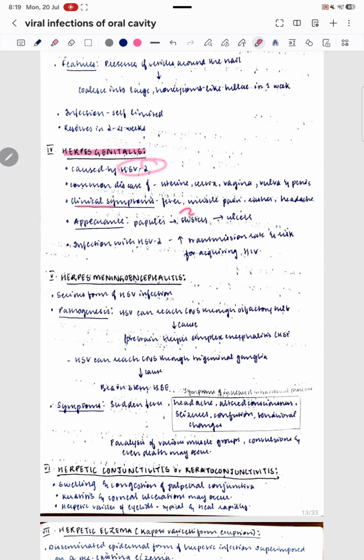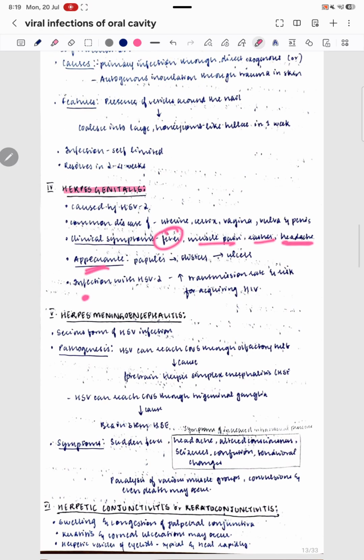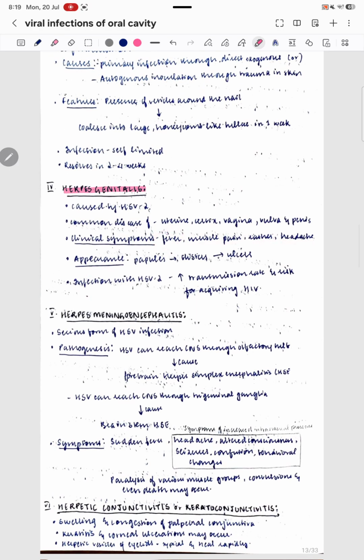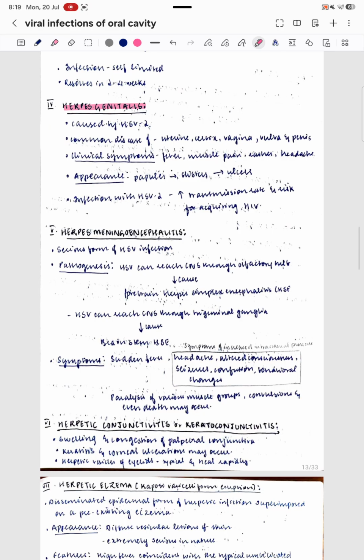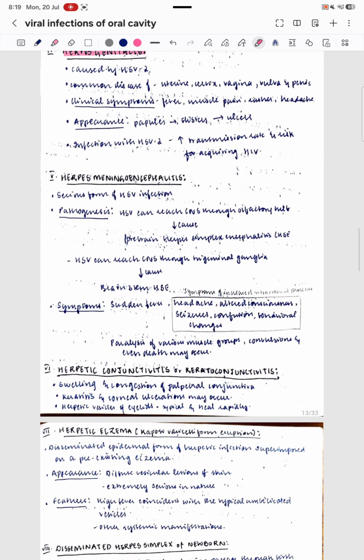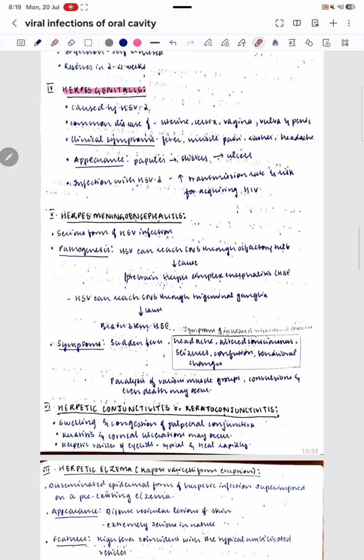It is having a clinical symptom of fever, muscle pain, rash and headache. Appearance is same. This is very common, that they appear in papule, blister, ulcer. Remember this sequence for all the manifestations. Now then there is infection with HSV2. Then there is transmission rate and risk for acquiring HIV. Okay, so basically the body becomes prone for HIV infection because of the infection of HSV2 in the genitalia.